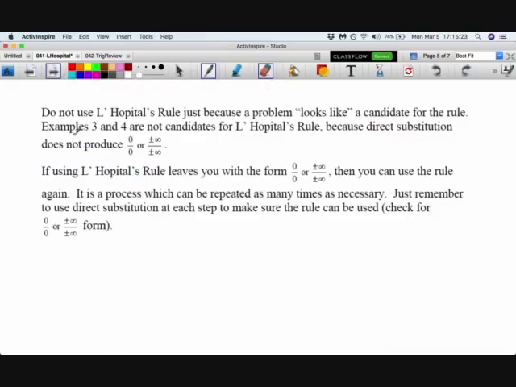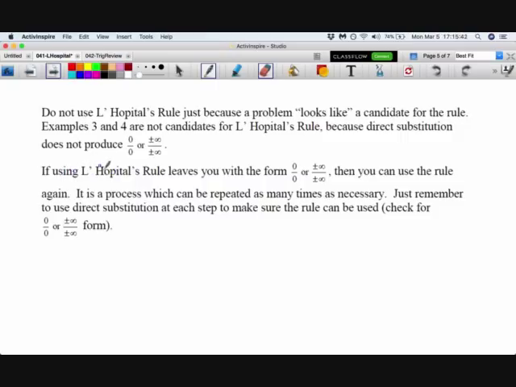All right, do not use L'Hopital's just because a problem looks like a candidate for the rule. Examples 3 and 4 are not candidates for L'Hopital's because we do not get 0 over 0 or infinity over infinity. You need 0 over 0 or you need infinity over infinity. Those are the only two options.